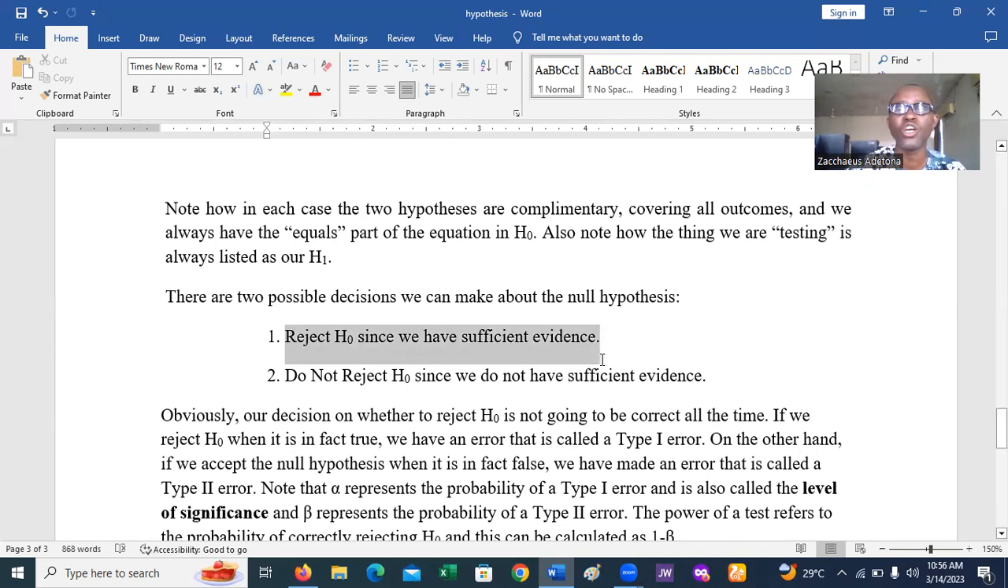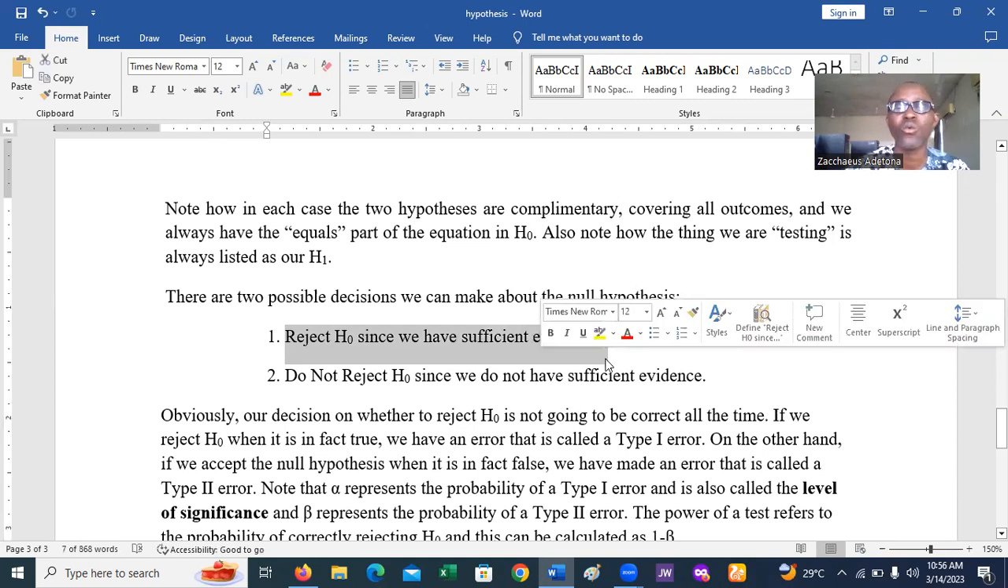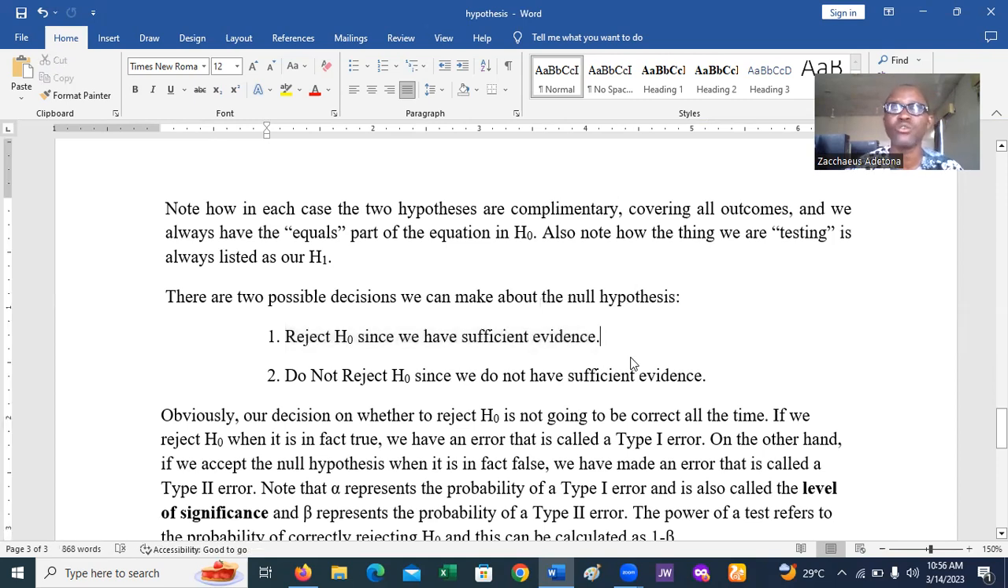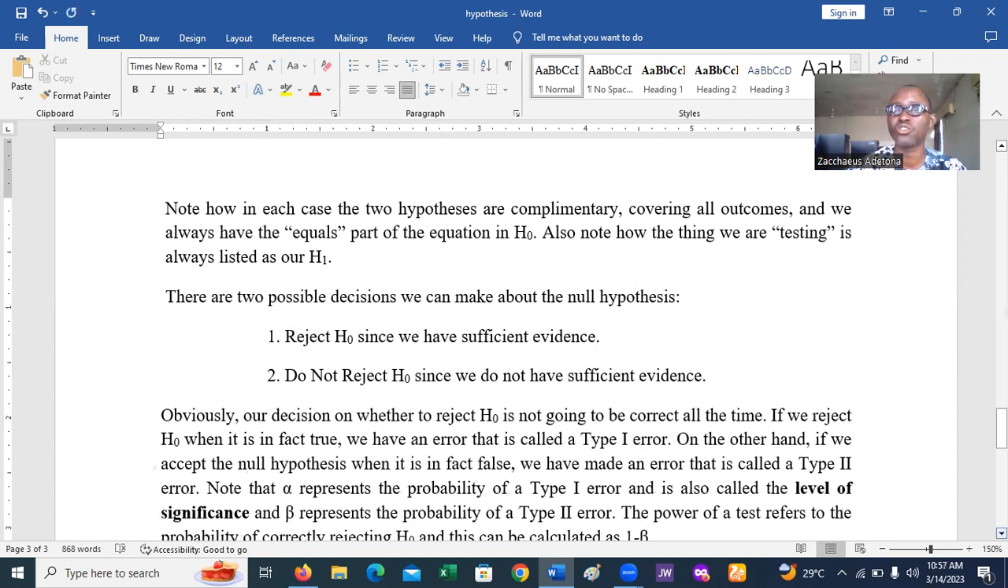One, you will always reject H0 when you have sufficient evidence. When you reject H0, it means you are going to accept the alternative hypothesis, H1. Or do not reject H0 based on the statistical value that you have, and then reject the alternative hypothesis. Those are the two conditions that are possible in making a conclusion.